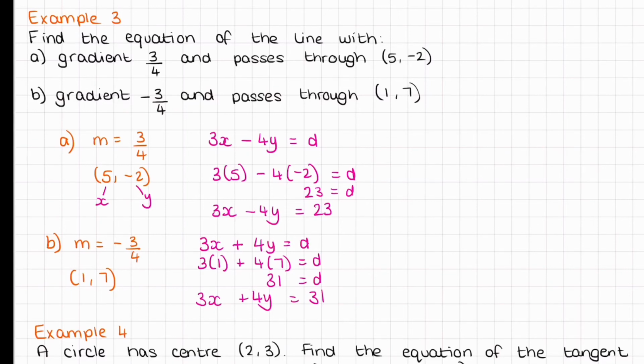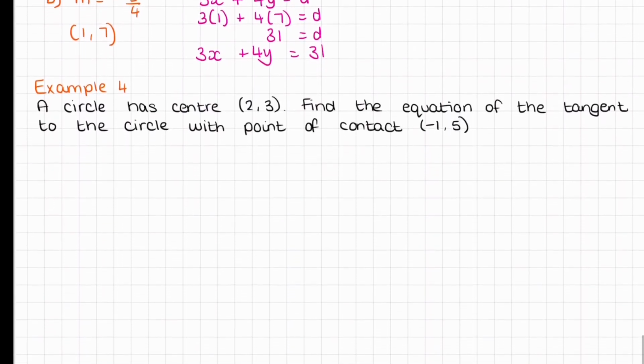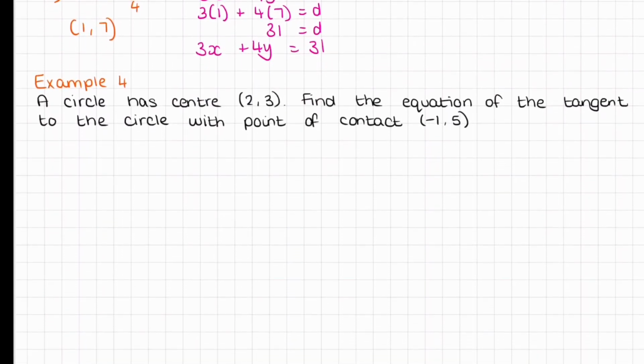Now last example, we have a circle that has a centre at (2, 3). Find the equation of the tangent to the circle with a point of contact (-1, 5). So we're going to draw a diagram of this. We have been told we have a circle. Nice lovely circle there. It has a centre at (2, 3). So the middle of the circle has the coordinates of (2, 3). And the equation of a tangent to the circle with point of contact (-1, 5).